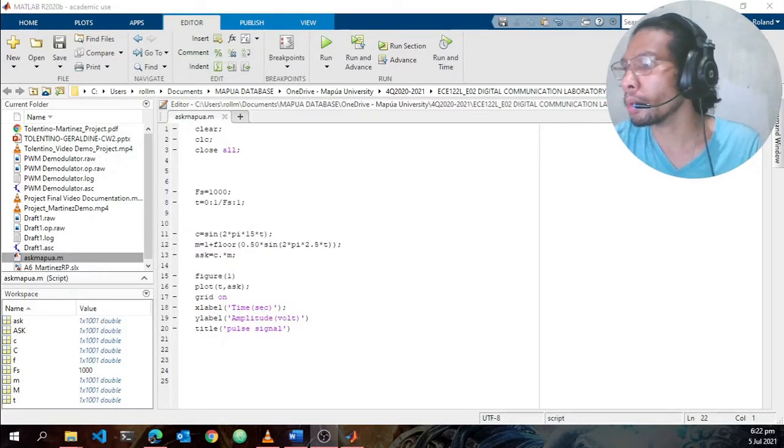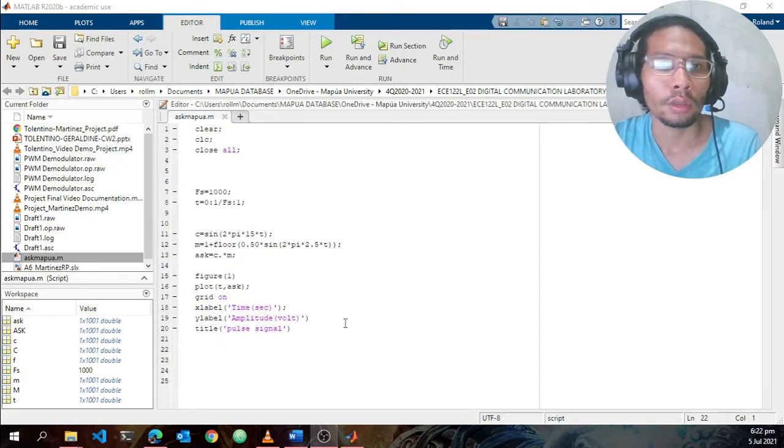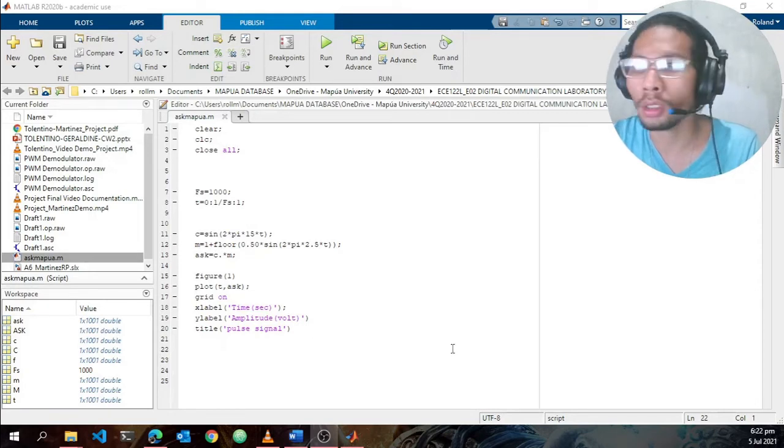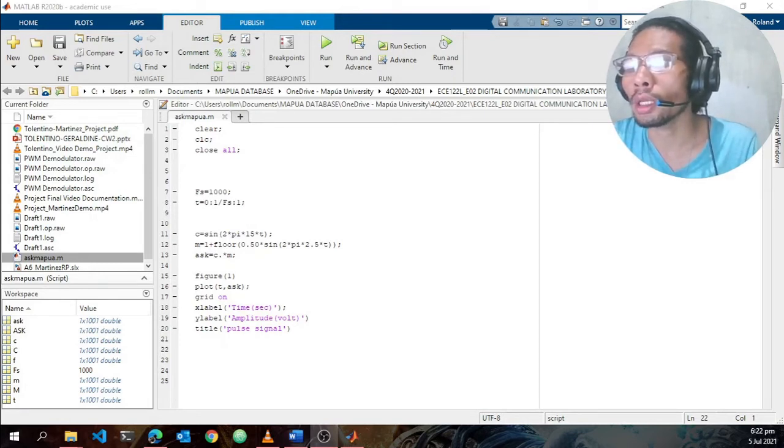So to continue with part 3 of this laboratory experiment, using the original function askMapua.m file, we need to add additional line of codes for part 3, so we can plot the carrier signal, pulse signal, and the ASK signal in its frequency spectrum.